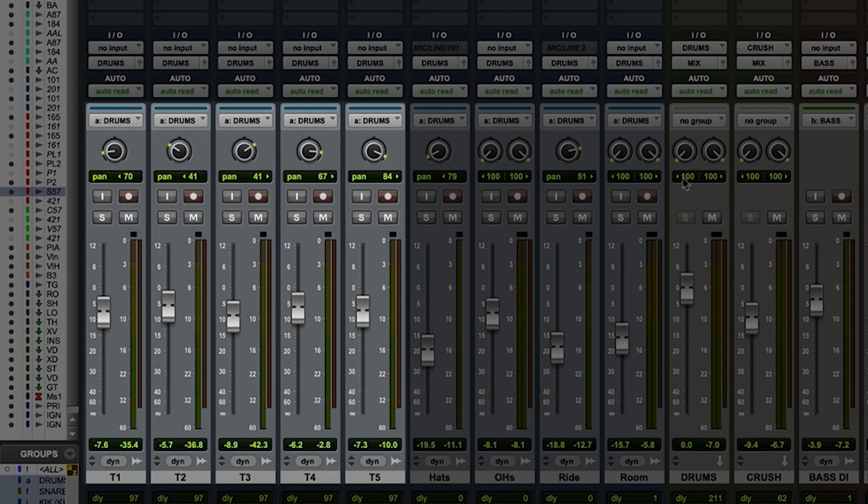And the only things really that I pan in the middle would be toms because I'm trying to get like a realistic picture of the kit and we don't really have the tom way over all the way to the left or right. So I'm trying to get that realistic image.